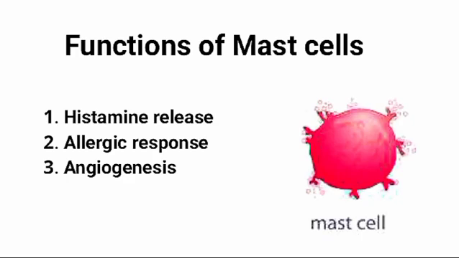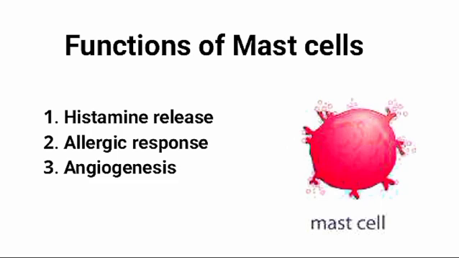So, mast cells are a type of white blood cell found in various tissues throughout the body, particularly in connective tissues, skin, and mucous membranes. Here are some functions of mast cell. The first is histamine release. Mast cells release histamine upon activation, which triggers inflammation, increases blood vessel permeability, and recruits other immune cells.